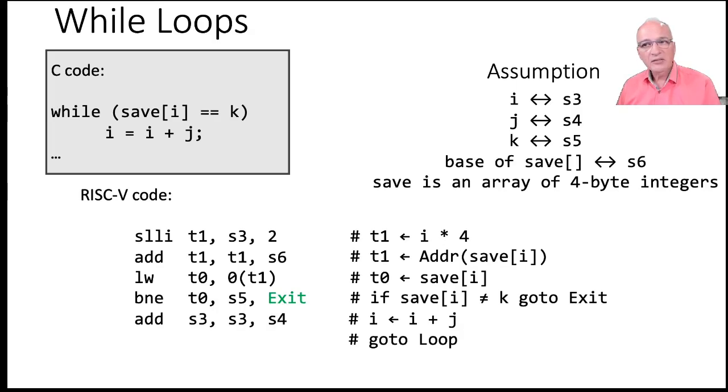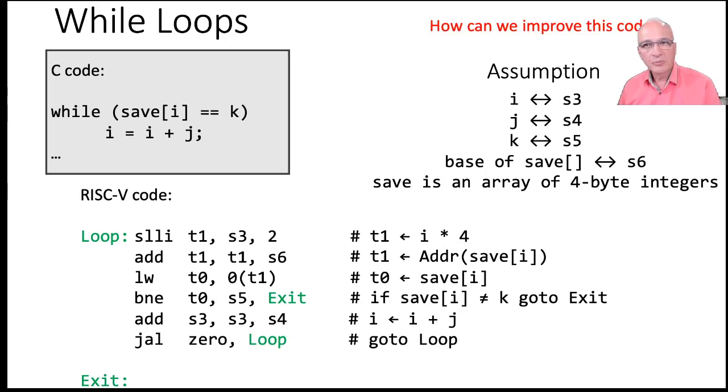Next, I will add to S3 the value of S4 and S3, and then I will jump to the loop with an unconditional jump. My exit instruction will be somewhere down there. That's where the two paths will rejoin. And my loop label is up here, where I started the computation of the address for the next position of the array. So this is a perfectly fine code in RISC-V. We'll run and we'll execute the code that is specified in the while loop.